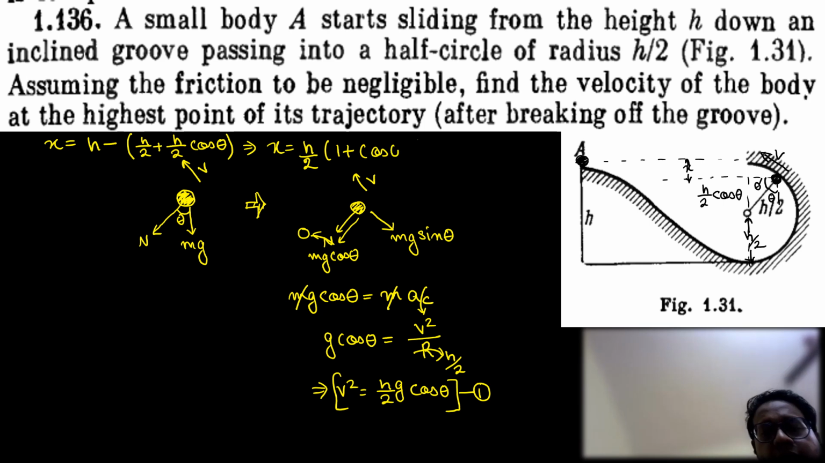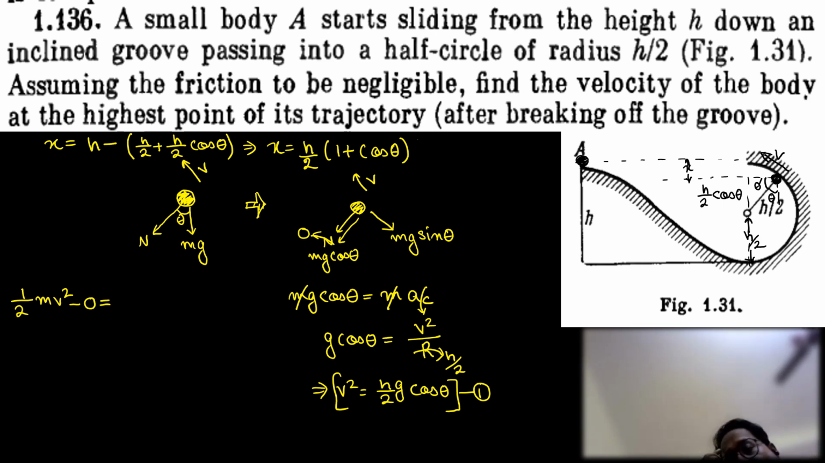Okay, now I need to apply the work energy theorem between this point and this point. So at the final point, what is the velocity? v. What is the kinetic energy? Half mv square. The change in kinetic energy, final kinetic energy half mv square, minus initial kinetic energy. What is the initial kinetic energy out here? 0. Why? Because the body starts sliding, which means initial velocity is 0. Therefore, initial kinetic energy is 0. This is equal to work done by all the forces. What are the forces acting on it? Normal force. The work done by normal force is equal to 0.